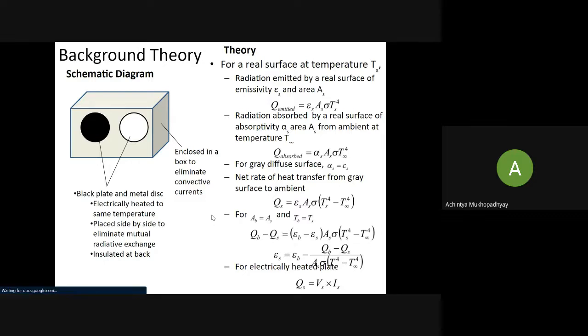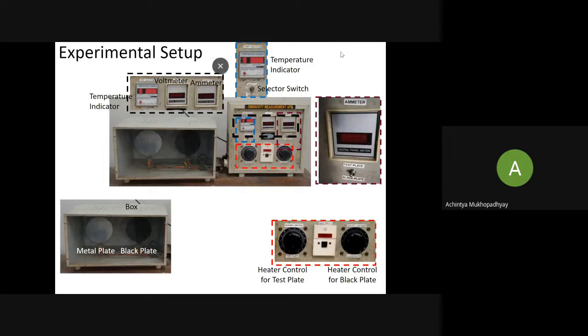Okay, so go to the next slide. Yes, sir. So basically, this is our setup. You can see here, where your cursor is, this is the box in which everything is enclosed. The disc on the right is the black surface, and the other one is the test surface, which is wrapped with something like an aluminum foil. They are both mounted, so on the back side also it is undergoing radiation.